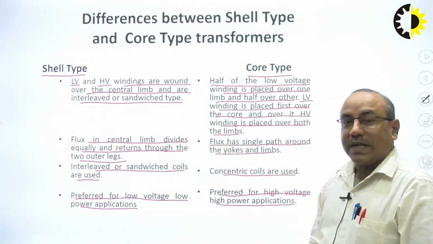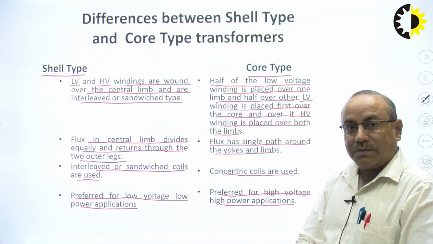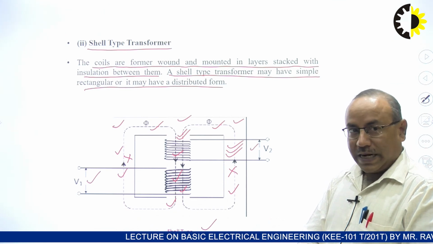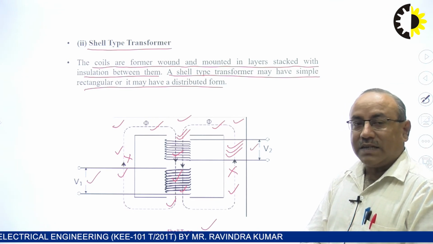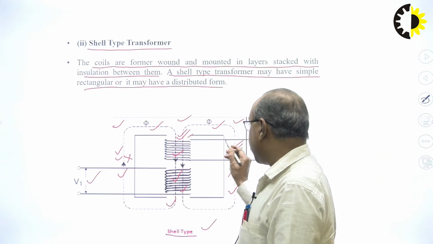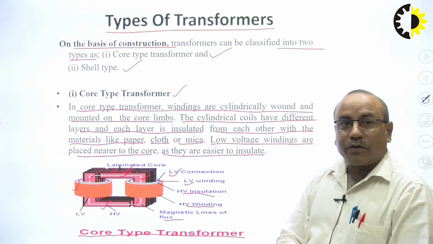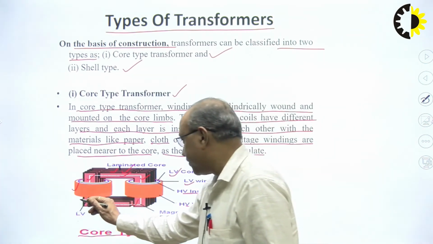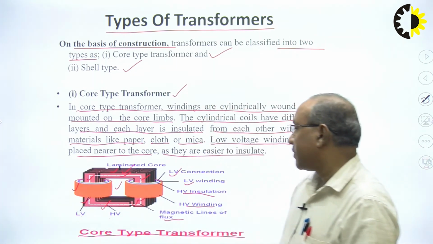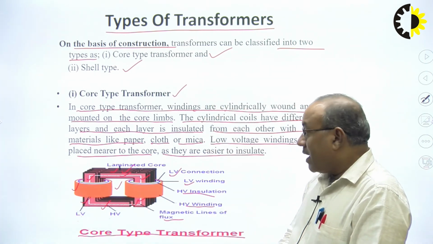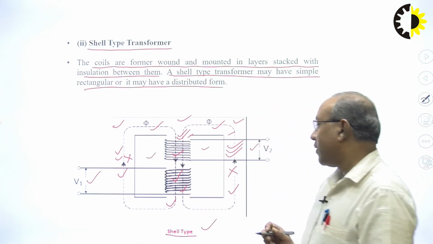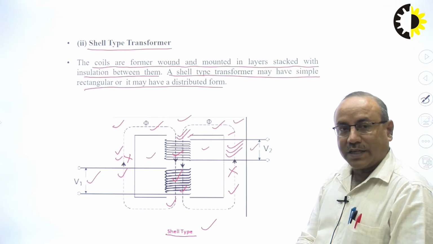Some more differences that we can observe in these two types, that we can see from the diagram also. In shell type transformer, there are three limbs in the core that we have seen, 1, 2 and 3. While in core type transformer there are 2 limbs only. That is another important thing. So, there is one window in the core of the transformer in core type transformer, while in shell type transformer there are 2 windows in the core of the transformer. That is also an important thing.